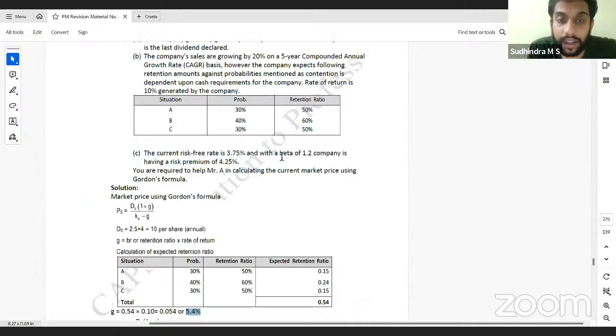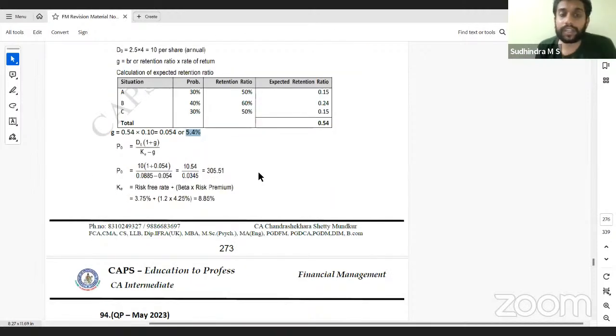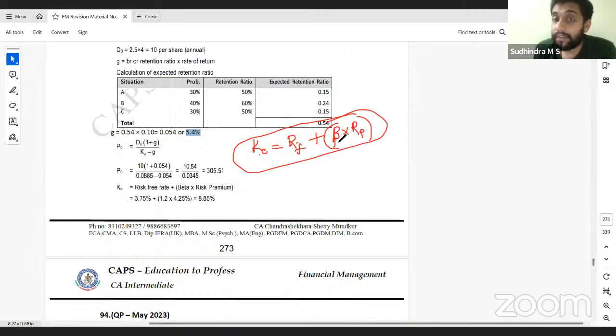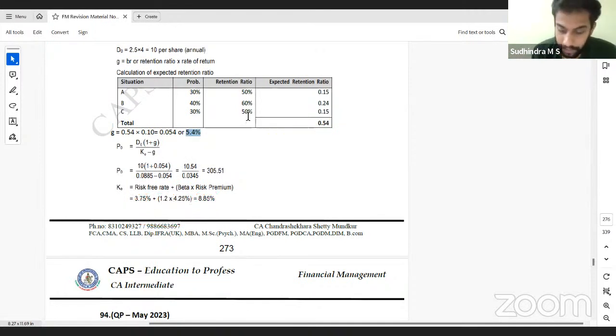What is the shareholders' expectation? KE will be risk-free rate of return plus beta into risk premium. In RADR, it was just RF plus RP, but KE will be RF plus beta into RP. Very important. They have given beta as 1.2, RP given, RF given. Therefore, shareholders' expectation is 8.85%. Is that clear? Yes, sir. Yes. This was this year's RTP.